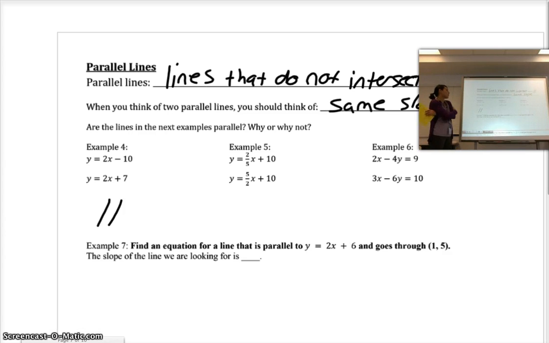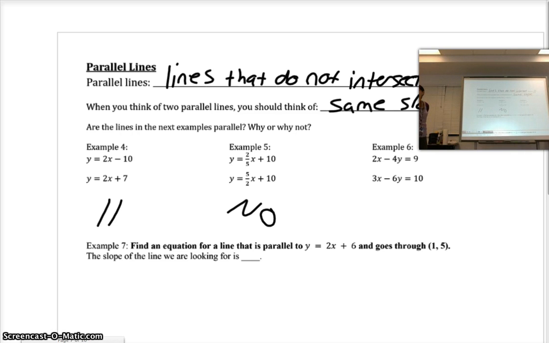Okay, how about example 5? Are those parallel? What's the slope? 2 over 5. What's the slope? Are they the same? No, they're not parallel. Uh-oh. What about number 6?